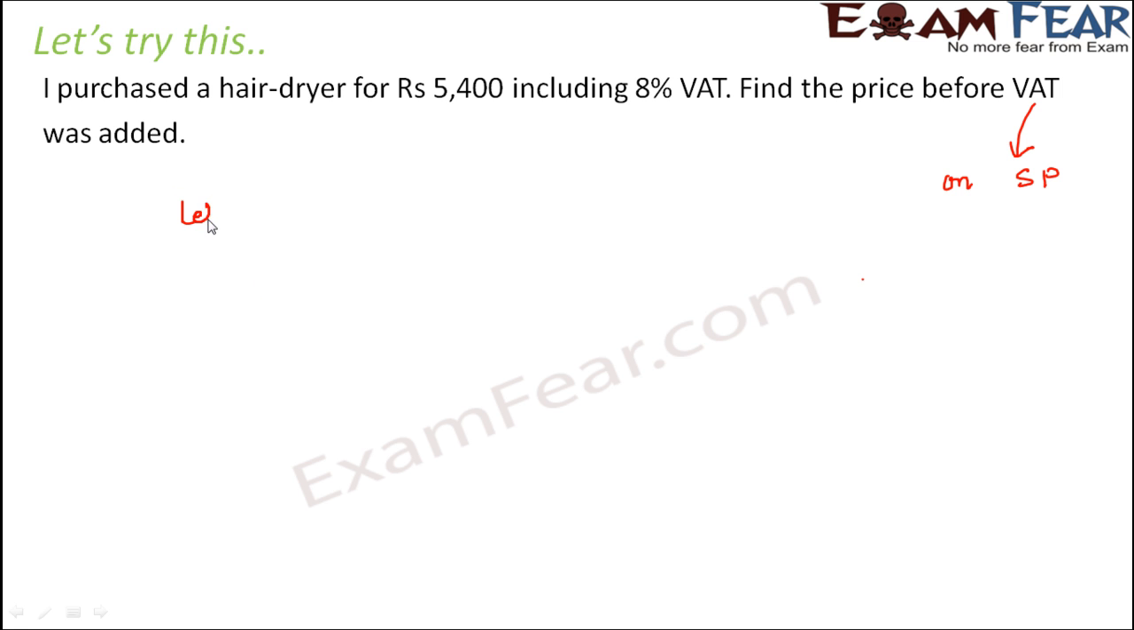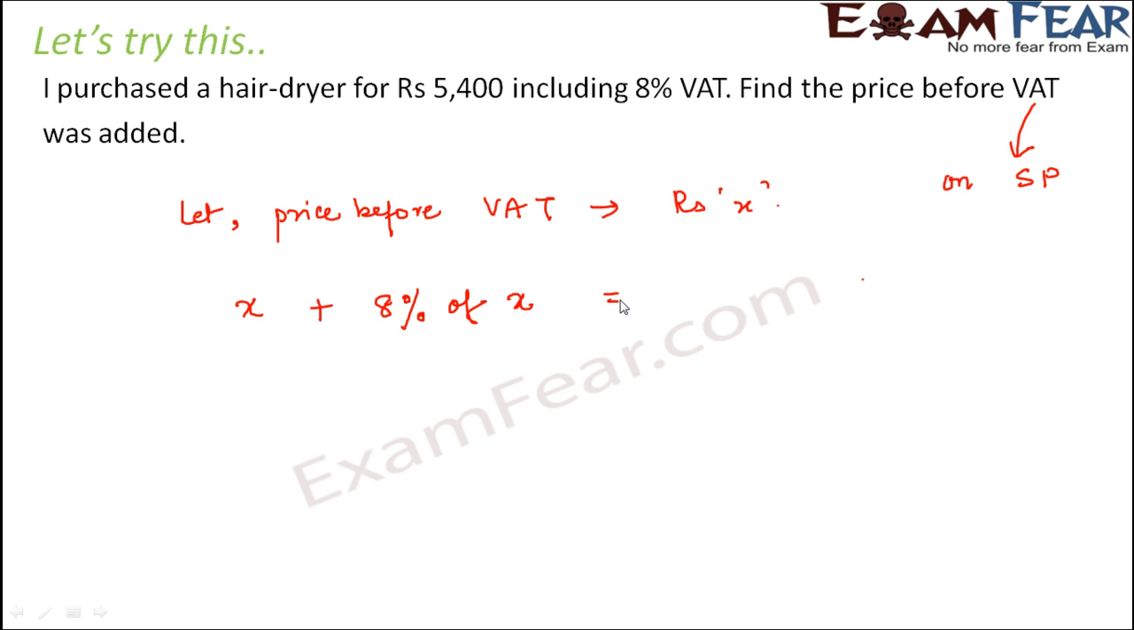Now in this case, let us assume that the price before VAT was rupees X, because we do not know how much it was. Now if you add 8% VAT on it, that means the initial price was X, and with this price you are going to add 8% VAT. So 8% VAT will get added on what? On the total price before the VAT. So X plus 8% of X. This becomes the actual selling price, that is the price which the customer pays to buy the product.